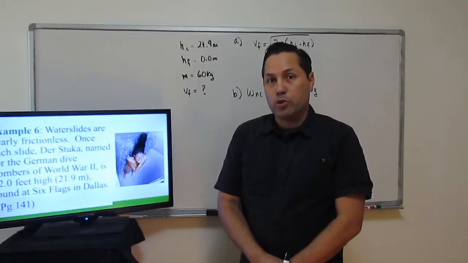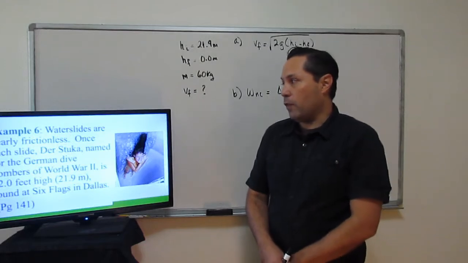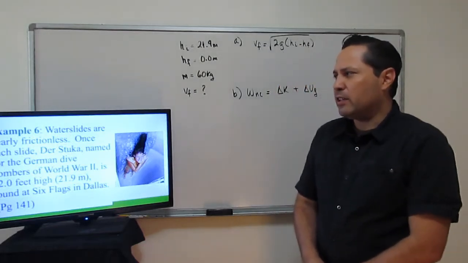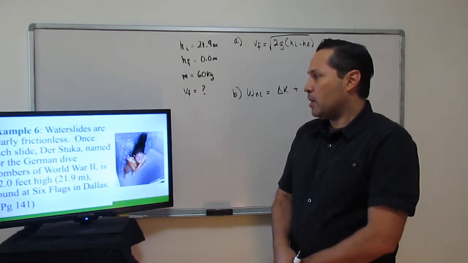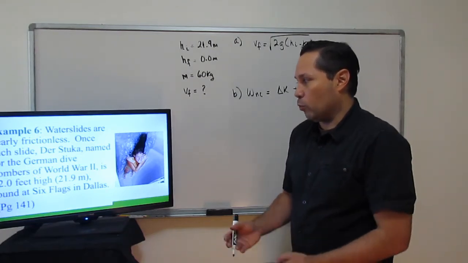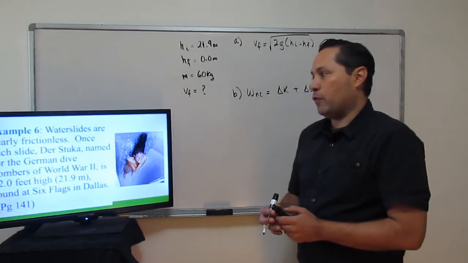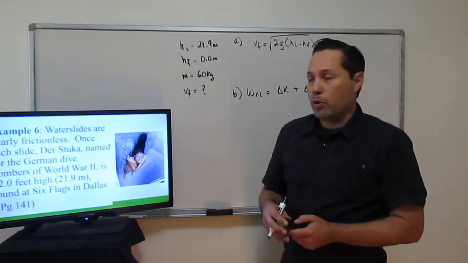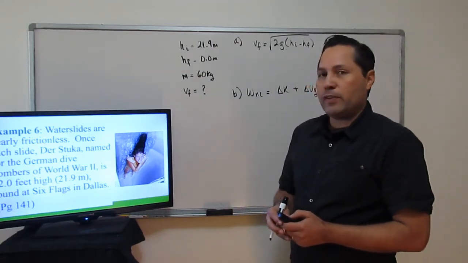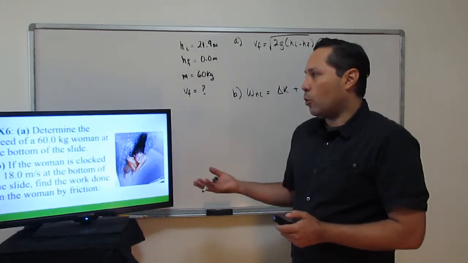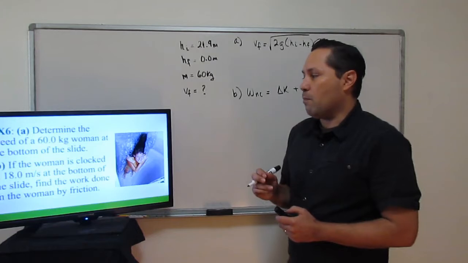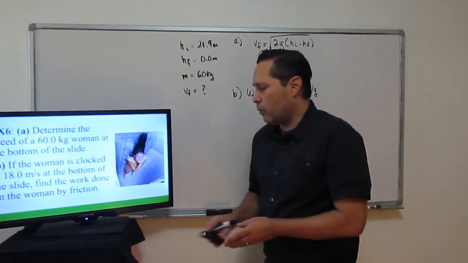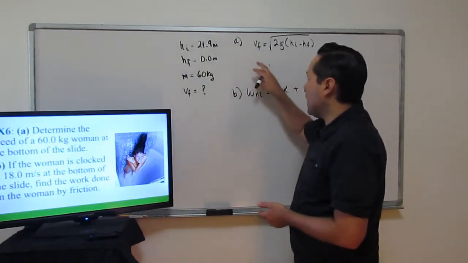Up next is example 6, and in this problem they ask the following. Water slides are nearly frictionless. So one such slide, the Der Stuka, named for the German dive bombers in World War II, is 72 feet high, which is about 21.9 meters, and it's found at Six Flags in Dallas. So in part A they ask you to determine the speed of a 60-kilogram woman at the bottom of the slide.